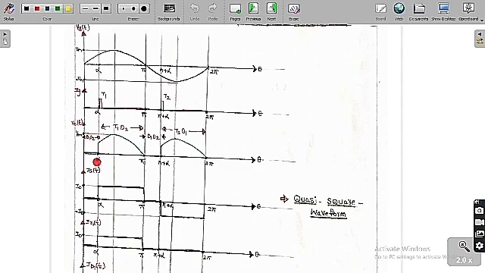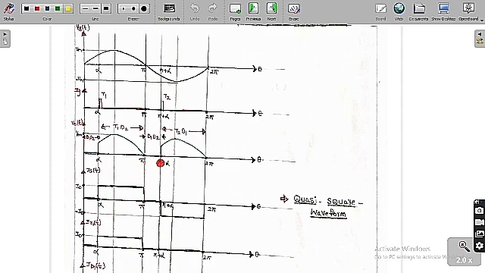From alpha, as I have already told you, we trigger T1. As we trigger T1, by default D2 also conducts. Therefore T1 and D2 conduct from alpha to pi. From alpha to pi, T1 and D2 are conducting, which means the output voltage is equal to the source voltage. So V0 of t is equal to Vs of t. Whatever the source voltage is, the load voltage follows it. And if you apply KCL, we get the source current equal to I0 of t. So the source current is equal to the load current in this range from alpha to pi.